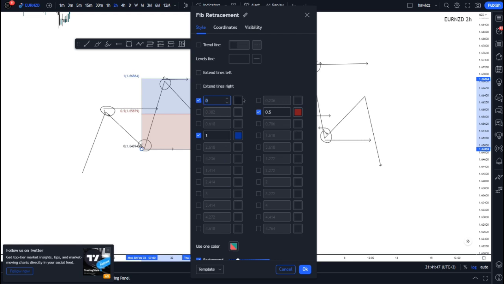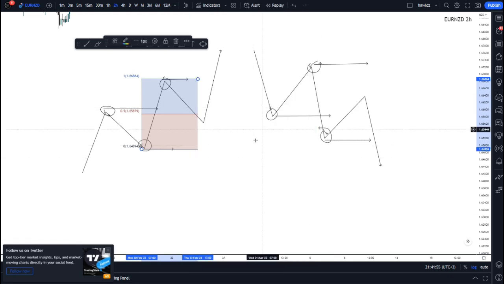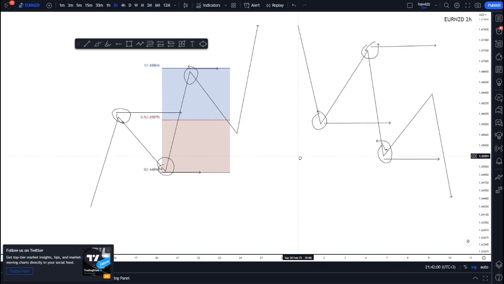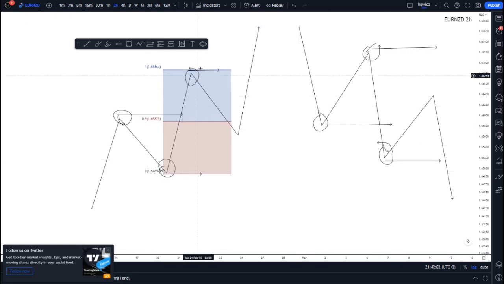So we have the 0 with the black color, we have the 1 with the blue color, and we have the 0.5 with the red color. So when we have something like this, we have a low and a high. The 0 is at the low, the 1 is at the high, from the low to the high.